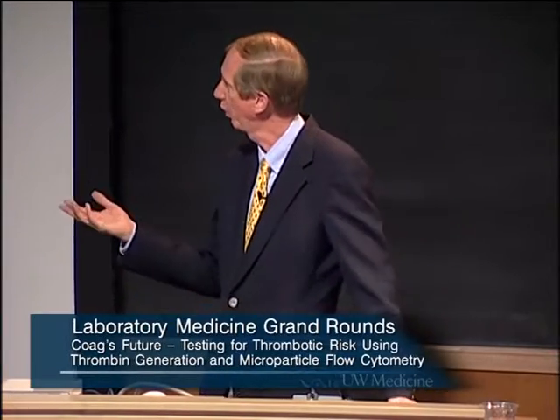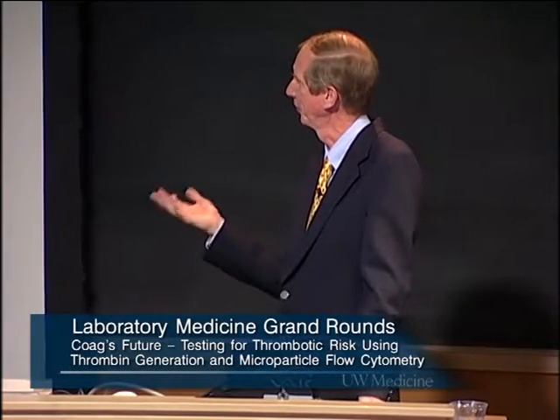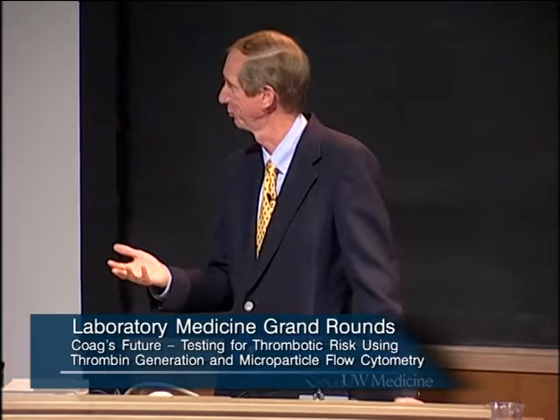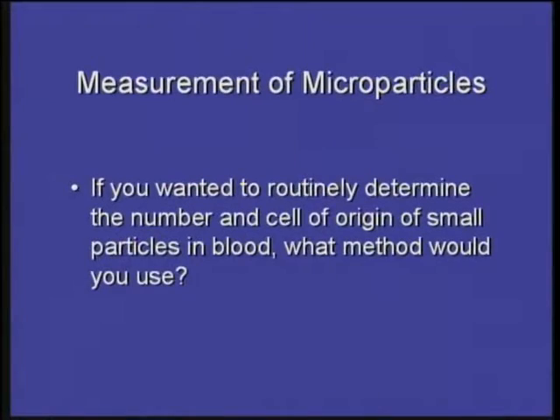So if you wanted to routinely determine the number and cell of origin of small particles in blood, what would you use in lab medicine? Flow cytometry, right? That would be the guess. We're not really going to go out and use atomic force microscopy. These guys did a lovely job. They studied about 10 patients in their paper very painfully and got very interesting data, but it's just not something we're going to put online.